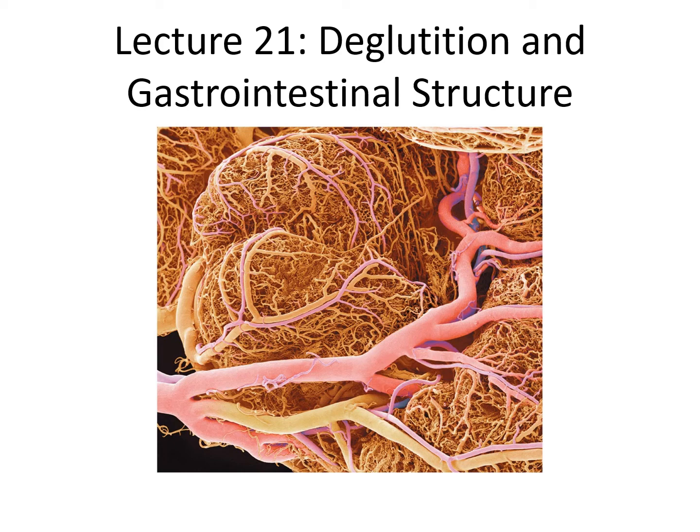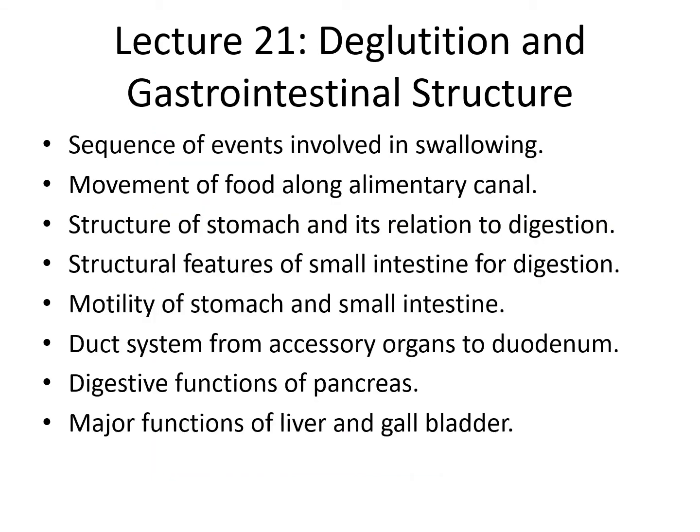Hi everyone, this is lecture 21 in the second part of the digestive system. Here we're going to continue on past the esophagus and start with the stomach and its structure and functions and some of the accessory organs in the small intestine. So we're going to continue with the processes that are involved in swallowing. We'll talk about the structure and function of the stomach and some of the functions of the pancreas, liver, and gall bladder.